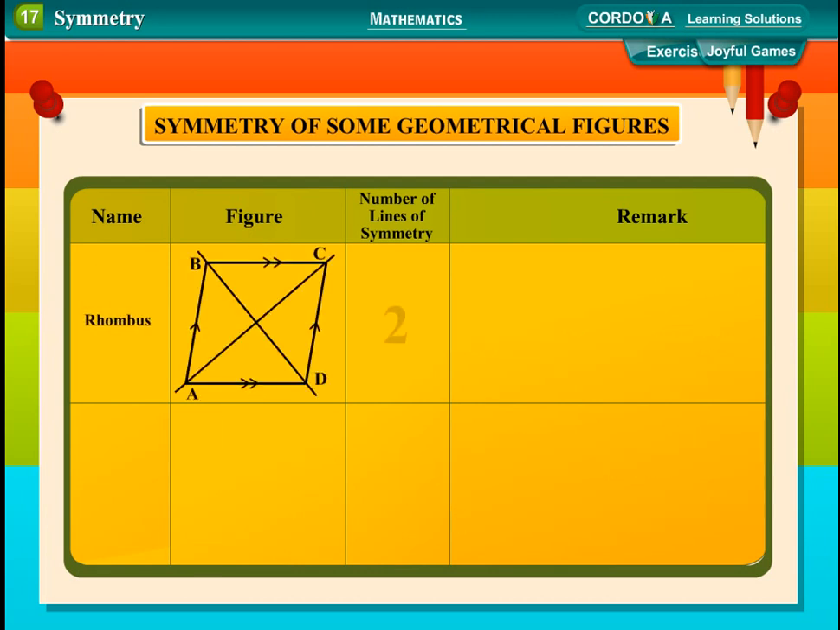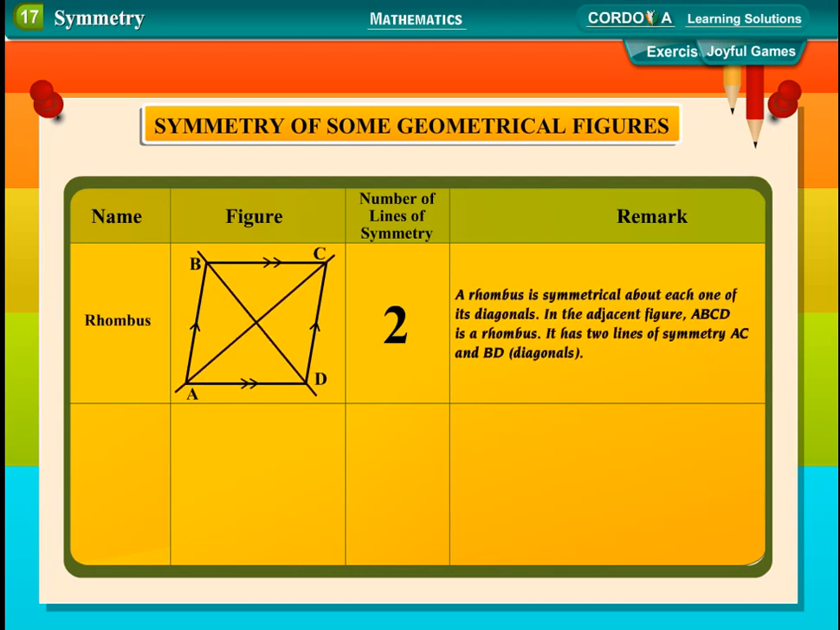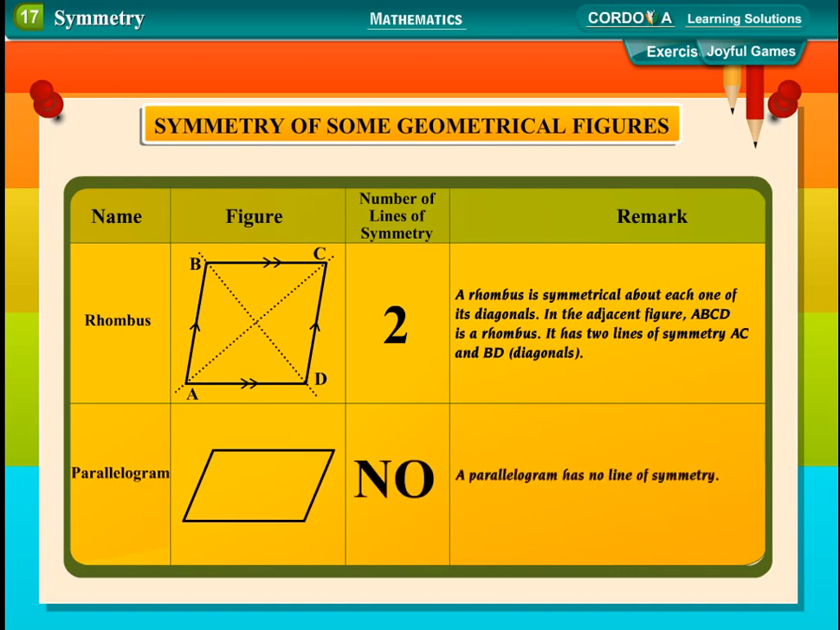Rhombus. A rhombus is symmetrical about each one of its diagonals. In the adjacent figure, ABCD is a rhombus. It has 2 lines of symmetry, AC and BD diagonals. Parallelogram. A parallelogram has no line of symmetry.